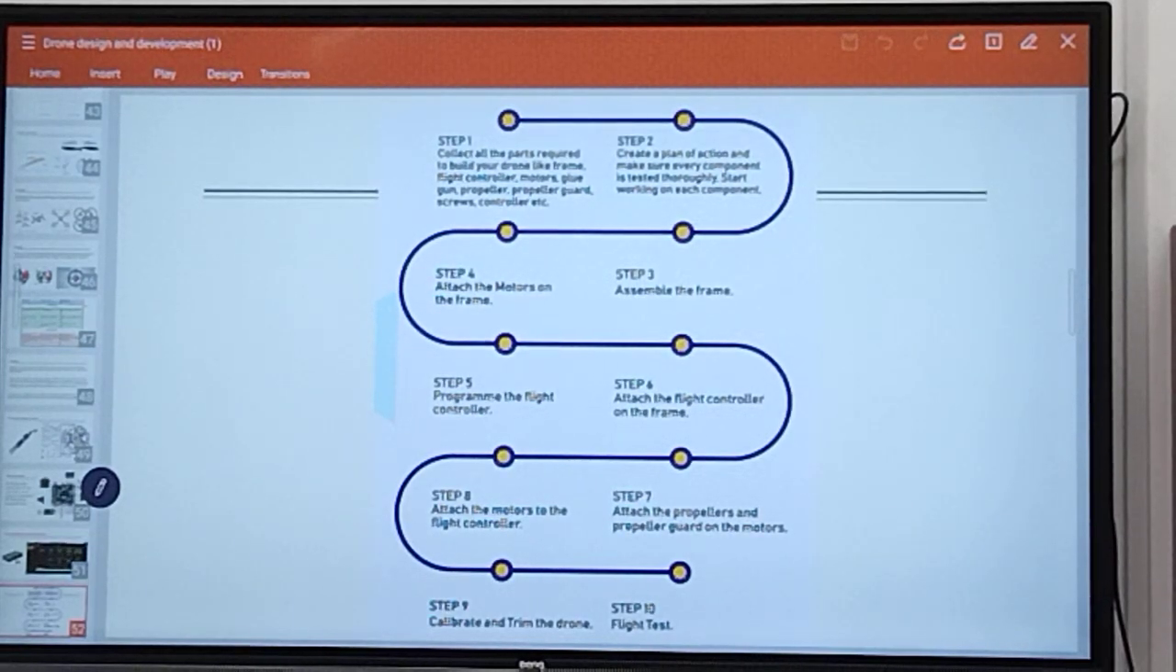Then step 6, attach the flight controller on the frame. Then step 7, attach the propeller and propeller guard on the motor. Then attach the motors to the flight controller. Next step is calibrate and trim the drone.